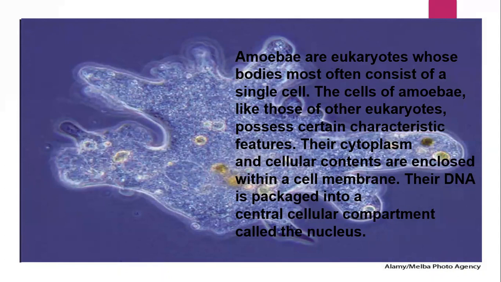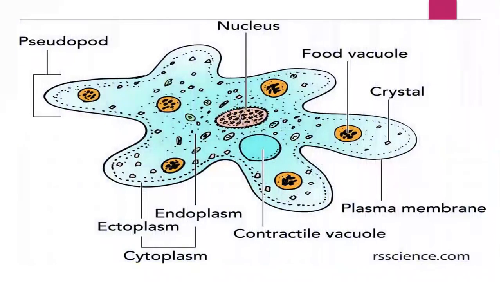Amoebae are eukaryotes. Their bodies most often consist of a single cell. The cells of amoeba, like those of other eukaryotes, possess certain characteristic features. Their cytoplasm and cellular contents are enclosed within a cell membrane. Their DNA is packaged into a central cellular compartment called the nucleus. As you can see in front of you, the structure of an amoeba.